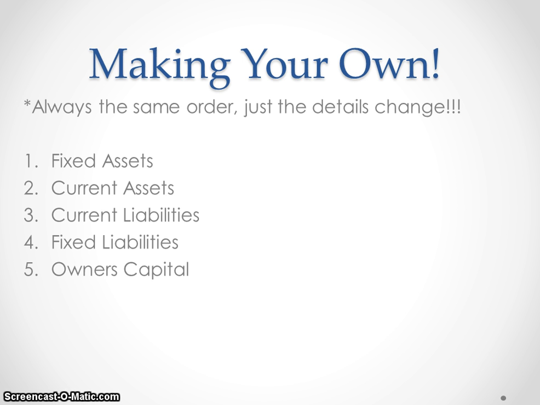So it's almost time to make your own. Our balance sheets, just like our profit and loss, are always done in the exact same order. We always start by looking at our fixed assets, then our current assets, followed by our current liabilities, then our fixed liabilities, and then finally our owner's capital. There are a few calculations and specific lines that need to be included, but these will be covered in the next video where we actually go through and make our own.